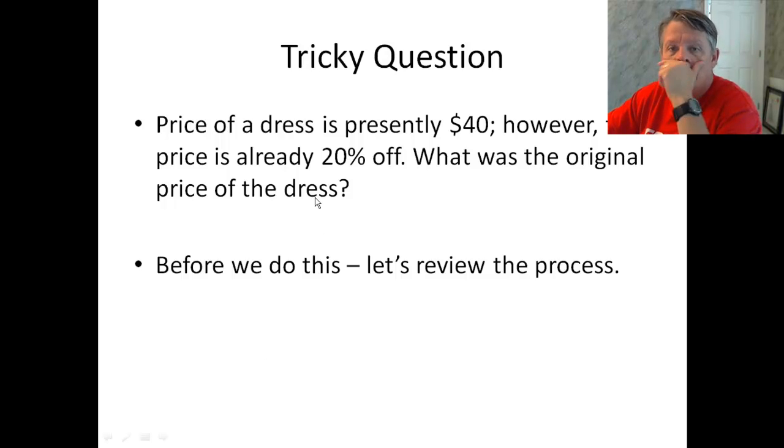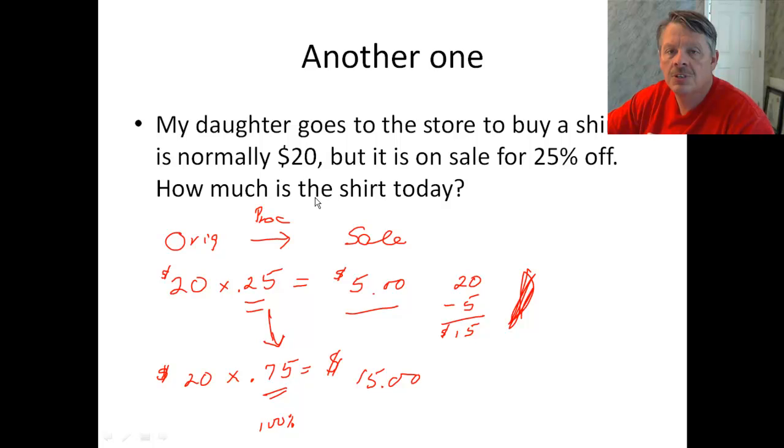So, the price of a dress is presently $40. However, the price is already 20% off. What was the original price? Uh-oh. That's a little bit more difficult. So let's review the process that we just did. We talked about that we started with an original price, and somehow we got to a sale price. Notice what we did here.